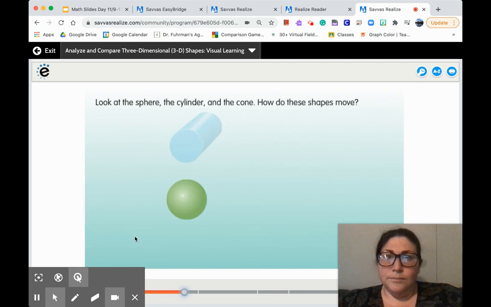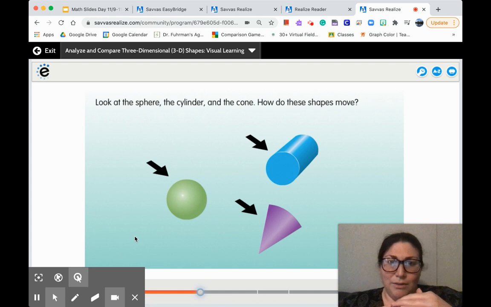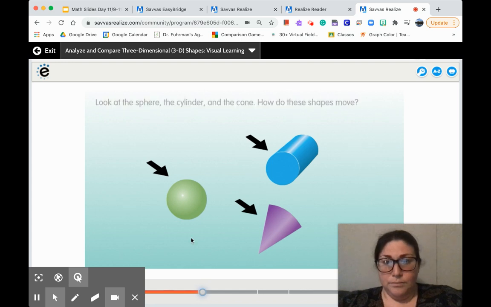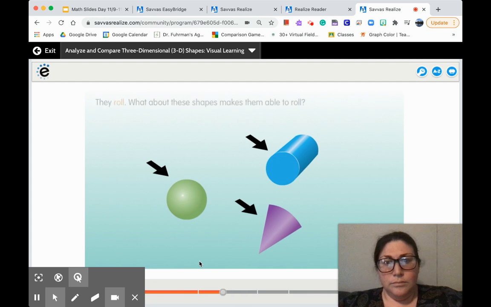Look at the sphere, the cylinder, and the cone. How do these shapes move? Think about that question. How do those shapes move? You may notice, even just by the way that we are looking at them right now, that they roll. What about these shapes makes them able to roll? Part or all of them is round.